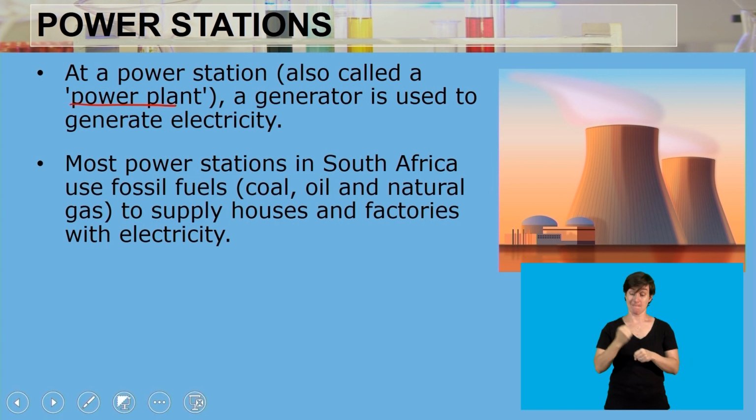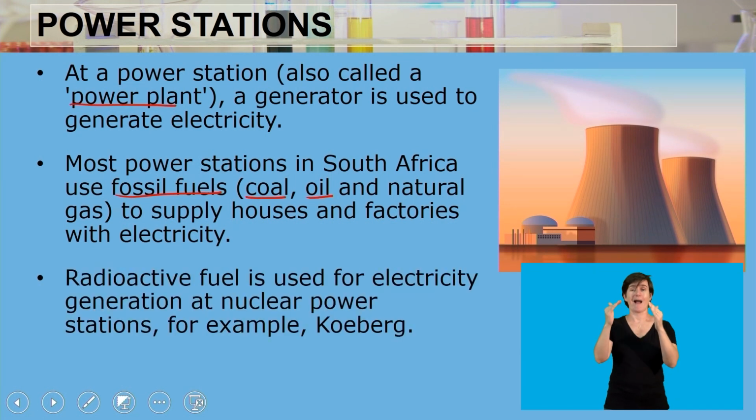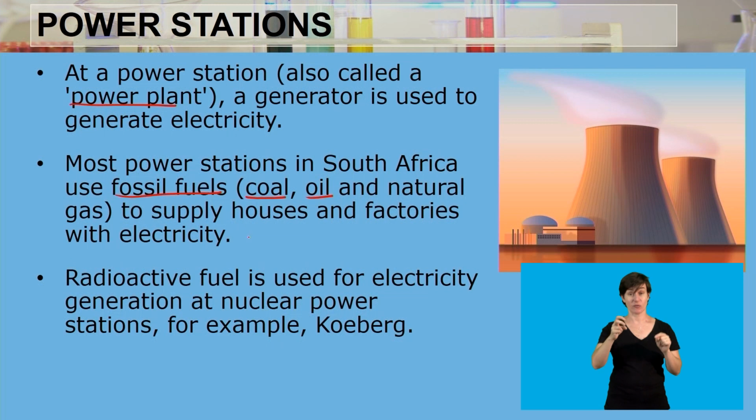Most power stations in South Africa use fossil fuels, and those fossil fuels are coal, oil, and natural gas. These are used to supply houses and factories with electricity. So the coal, the oil, and even the natural gas are used to supply houses and factories with electricity.